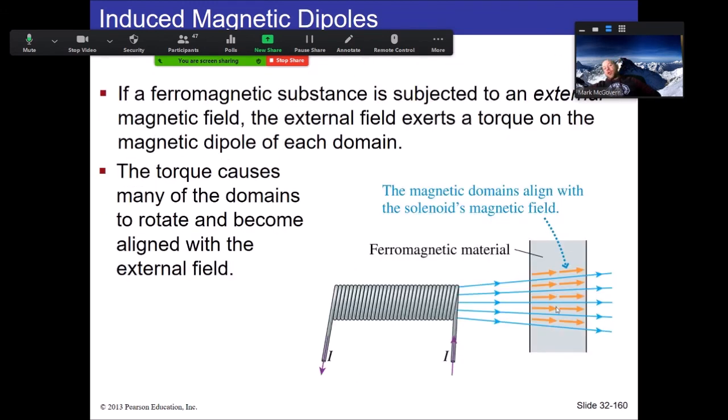Anyway, a permanent magnet can be created if you heat the stuff up, supercool it as the magnetic field is placed through it, and then those domains become locked. And everything is lined up, and then you've created that magnetic effect.